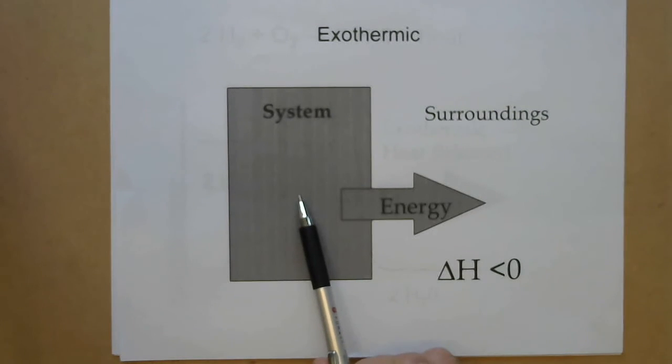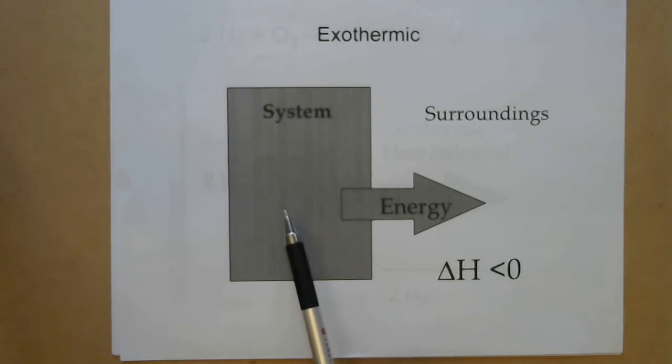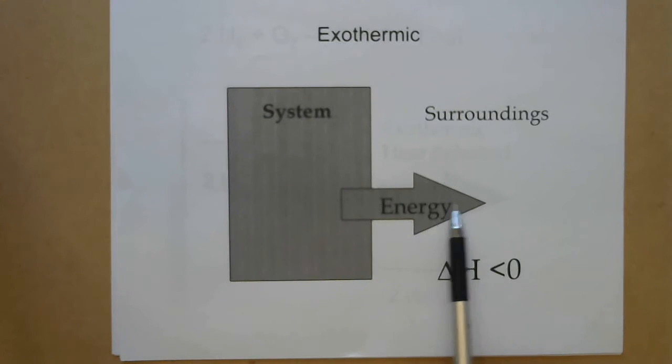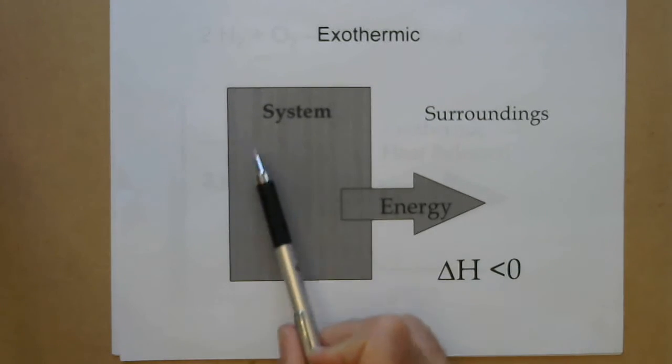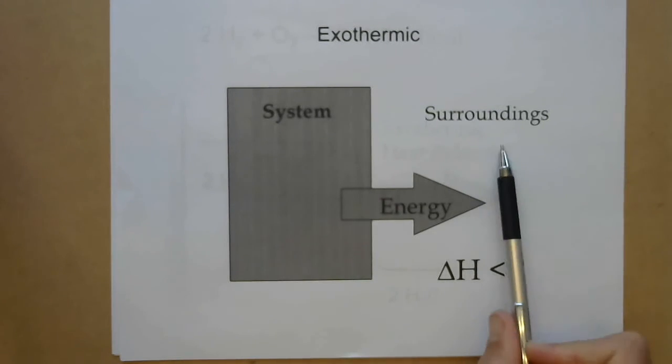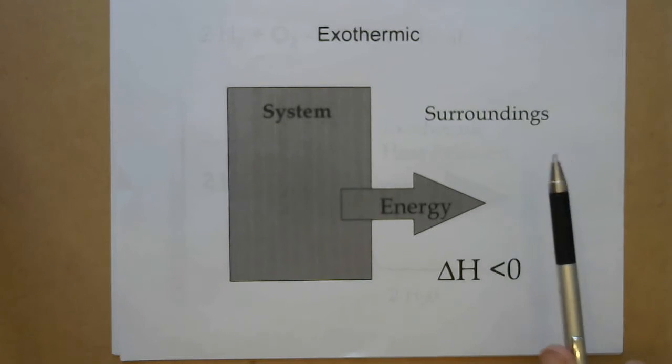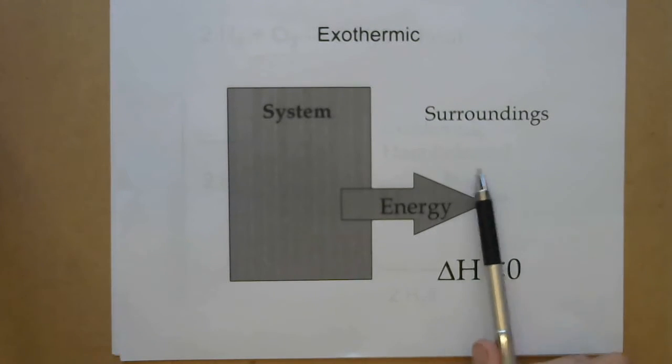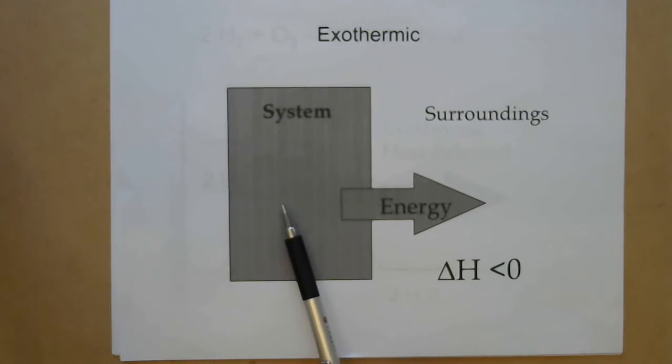So if you have a system, like let's just say it's our candle again, the candle is going to be giving off energy in the form of heat to the surroundings. The system is whatever we're focusing on, in this case the candle, like the wax that makes up the candle. And then the surroundings is everything else. So it's the room that we're in or the entire universe. Energy is given off from the system to the surroundings.